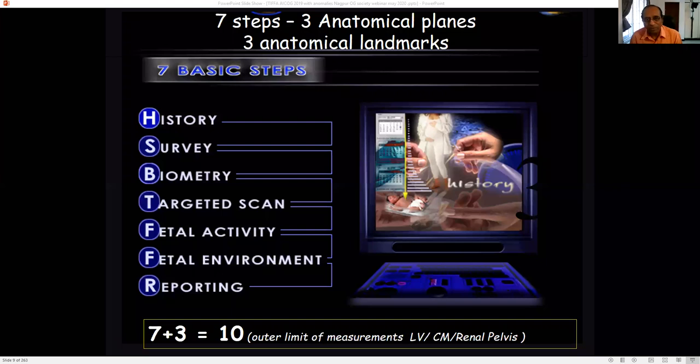The 7+3 steps is 7 steps of the obstetric scan, and there are 3 anatomical planes that need to be seen in each part of the body, and in each plane we look at 3 anatomical landmarks. So it's very easy to remember as we go by. The 7 basic steps are history, survey, biometry, targeted scan, fetal activity, fetal environment. Each of these steps has an absolute relevance, and to get a good final result, we need to go through all these steps. Today, of course, we're going to talk about the targeted scan.